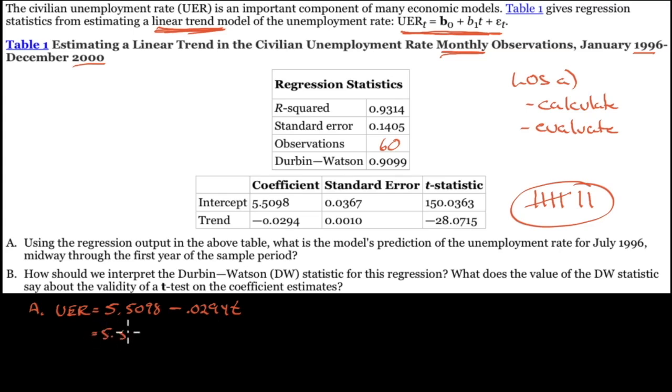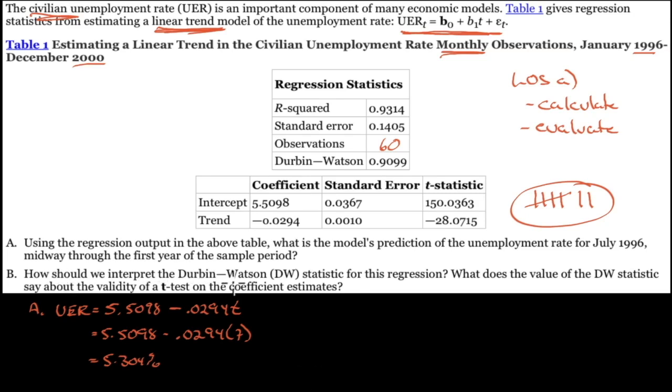Equals 5.5098 minus 0.0294 times 7, and we will get 5.304. And that's percent. So we expect the civilian unemployment rate to be 5.304 in July, and since this is in sample, we can check to see how far off we were.